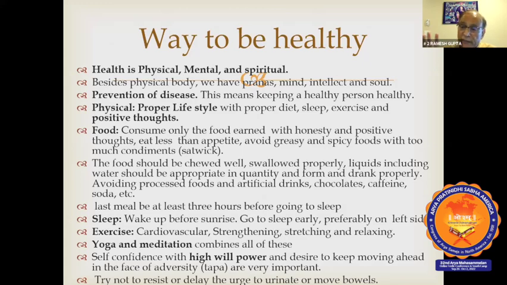Exercise. Now, exercise is of 4 different types: one is cardiovascular, strengthening, stretching, and relaxing. These are 4 different types of exercise, and yoga and meditation combine all of this. We have Dr. Om Gandhi, who is a master of that. Self-confidence with high power and desire to keep moving ahead.